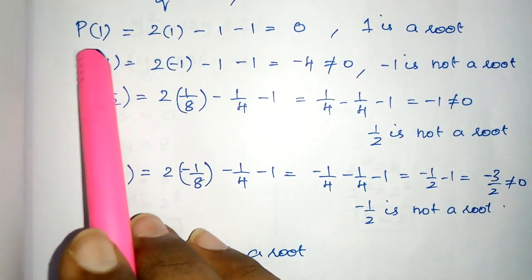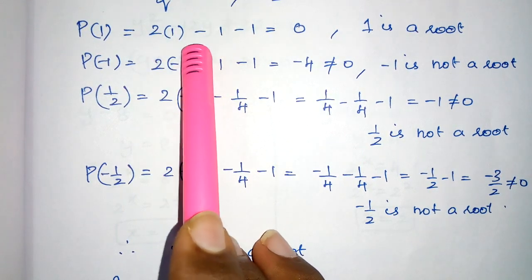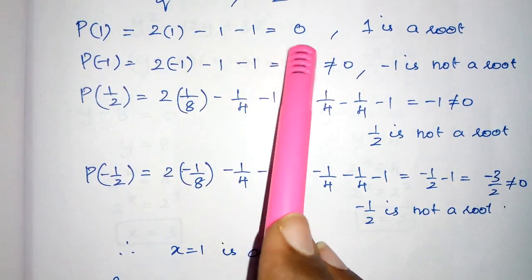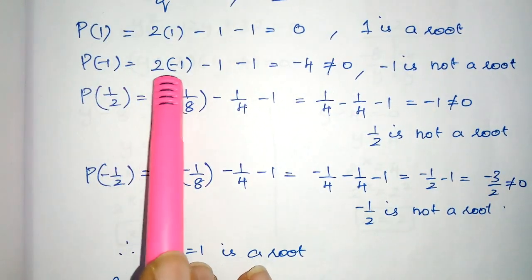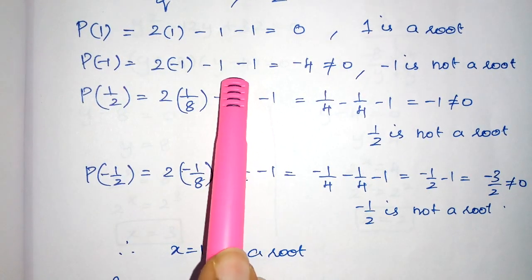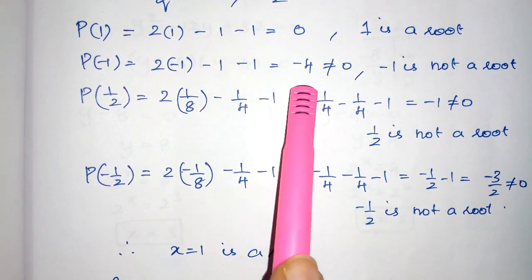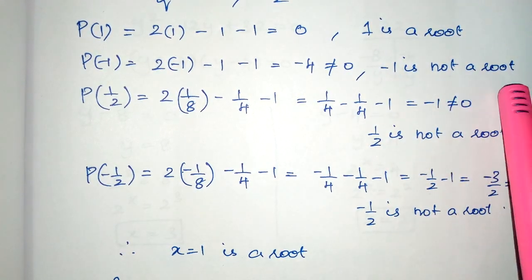Now P of 1. Substituting, 2 into 1 cube minus 1 square minus 1, which is equal to 0. So 1 is a root. And P of minus 1: 2 into minus 1 the whole cube minus 1 square minus 1, which is equal to minus 4, which is not equal to 0. Therefore minus 1 is not a root.